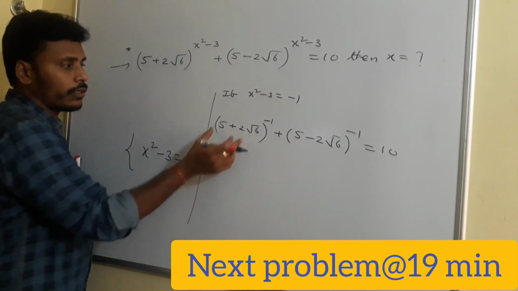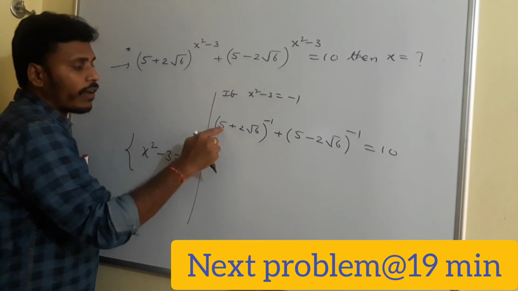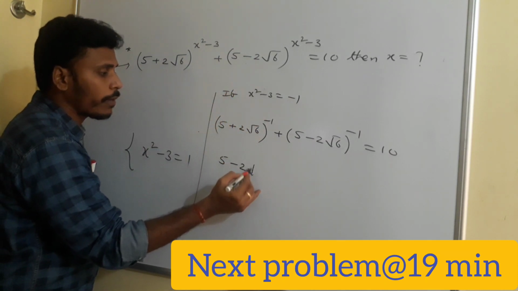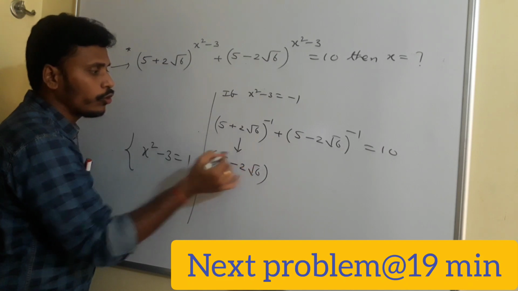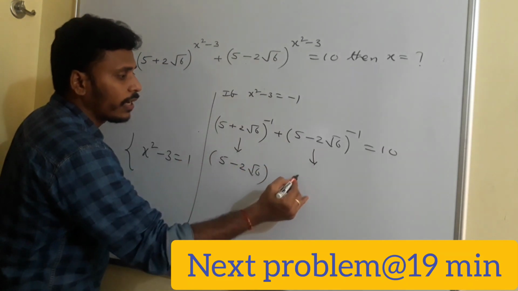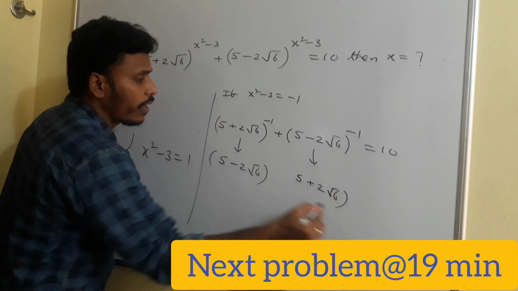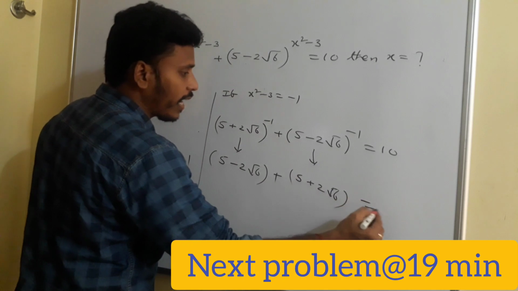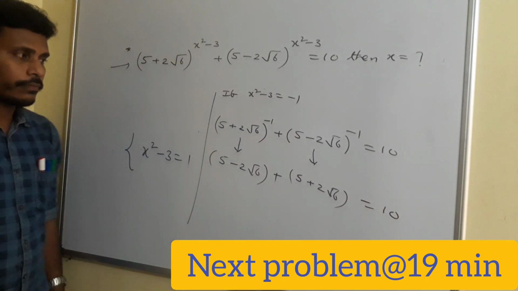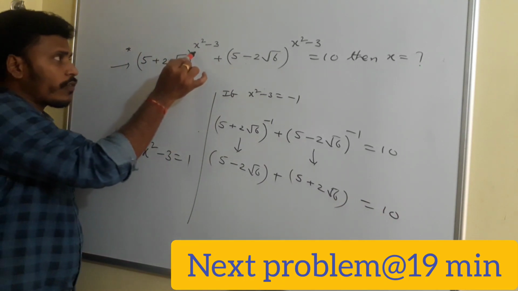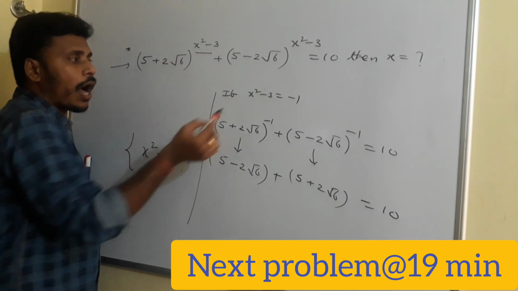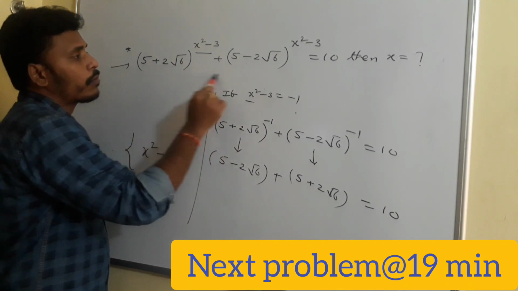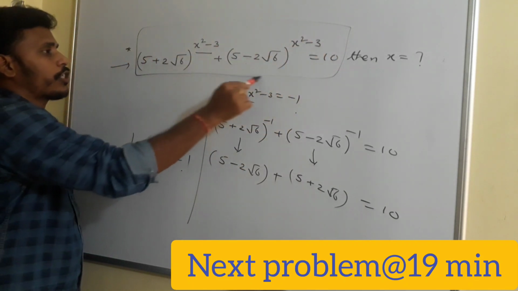And at this position, since the product is 1, 5 plus 2 root 6 power minus 1 is 1 by 5 plus 2 root 6. Its value is 5 minus 2 root 6. And here, its value is 5 plus 2 root 6. Then in that case, if you add again, 2 root 6 and 2 root 6 will get cancelled. Again, you are left with 10 only. See, if x square minus 3 is equal to 1, or if x square minus 3 is equal to minus 1, the problem satisfies the given situation.